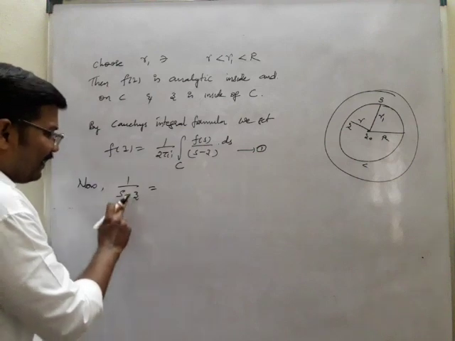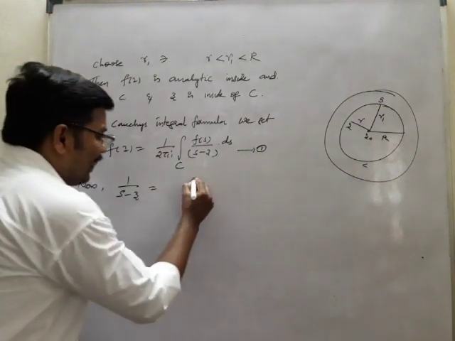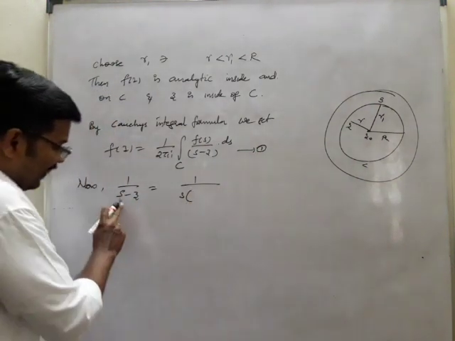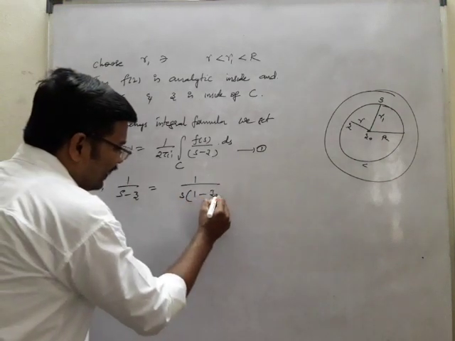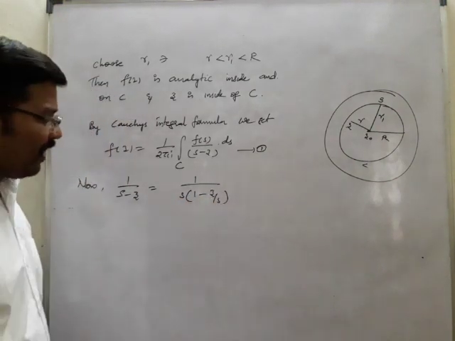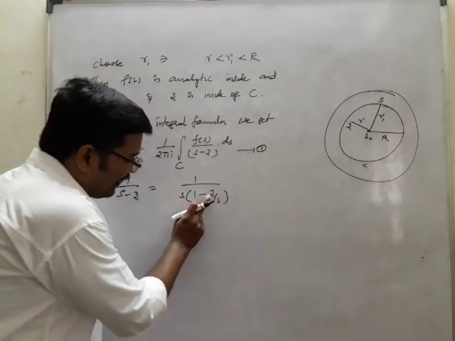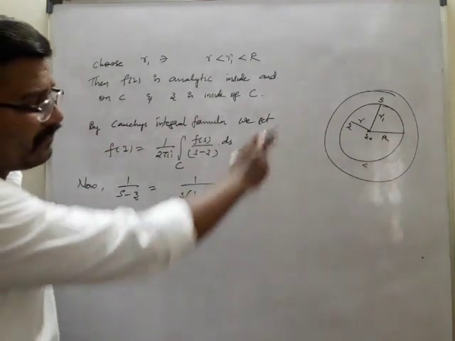1 by s minus z. So I'll take s common. If I take s common, 1 minus z by s. Now this is what we got. Now we'll try to find out the z by s value from there.